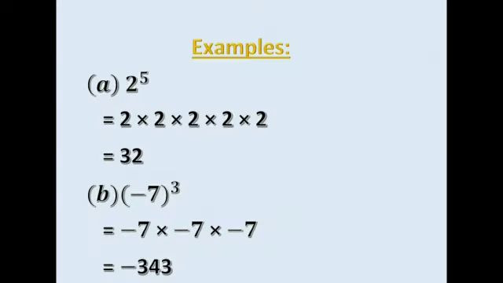For example, 2 raised to the power 5 is equal to 2 multiplied by 2 multiplied by 2 multiplied by 2 multiplied by 2, which is equal to 32. And the second example is minus 7 raised to the power 3, which is equal to minus 7 multiplied by minus 7 multiplied by minus 7, which is equal to minus 343.